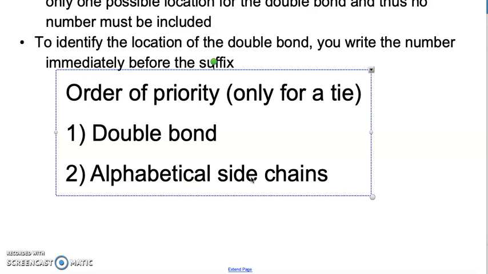So if the tie for the same number is between side chains, I'm going to go alphabetically. If the tie is between a double bond and a side chain, the double bond is going to win that lowest number, and that's going to determine the direction in which we are going to number.